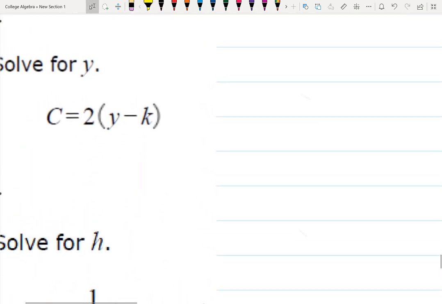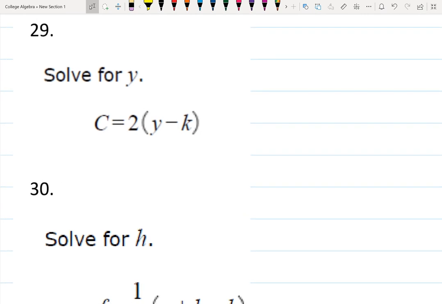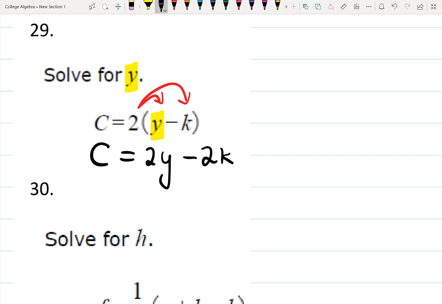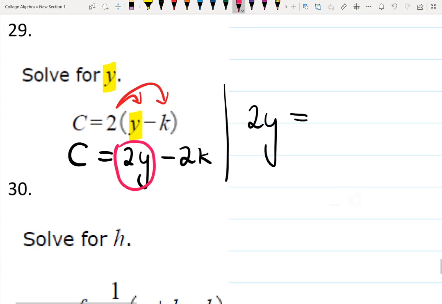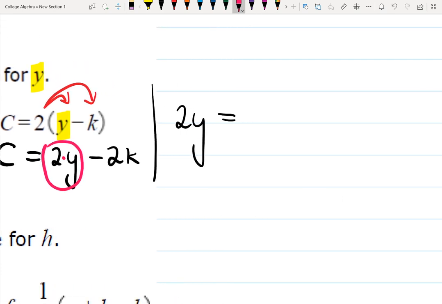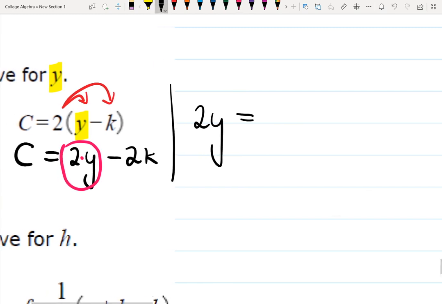Now, here I see we have C, 2, Y, and K. What are we looking for? Okay, they told us to find Y, then it's over here. Again, to isolate Y, I will first distribute 2. And this way I will have C equals 2Y minus 2K. Then I will write down 2Y equals, because I cannot isolate Y right away. I first need to isolate 2Y, like we did in the previous examples.